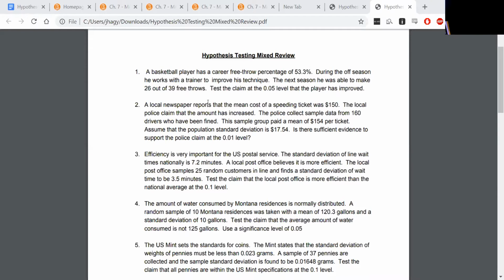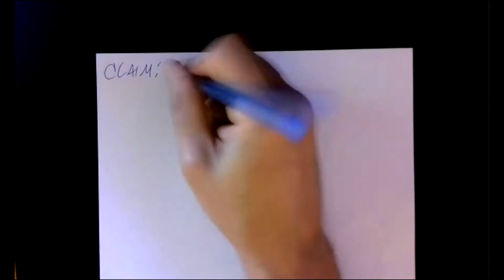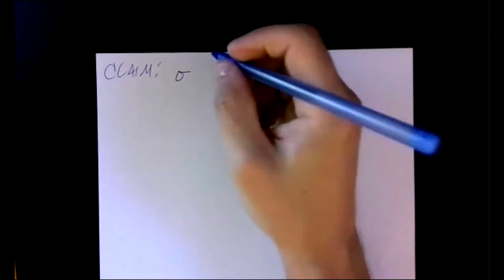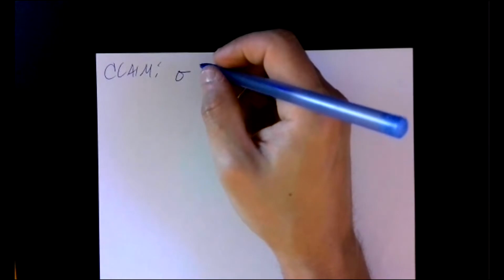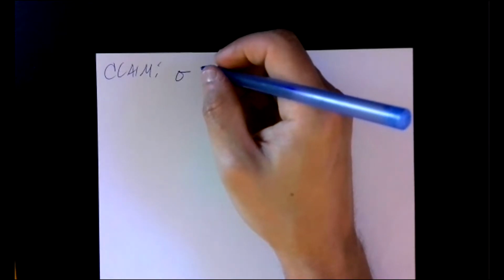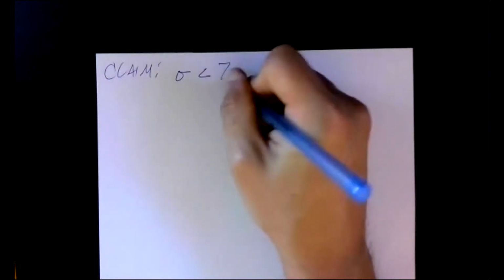Okay. In this problem, we're talking about efficiency. So we're saying how much time do the postal workers spend with each customer. We want the standard deviation to be small. So state the claim. We're claiming the population standard deviation. They say it's more efficient, so they want to say less than 7.2 minutes.